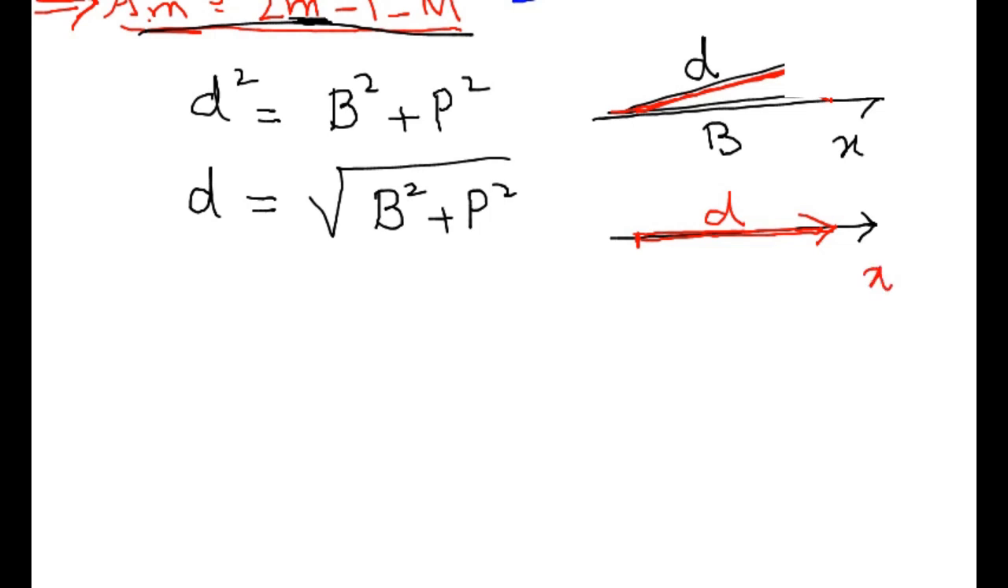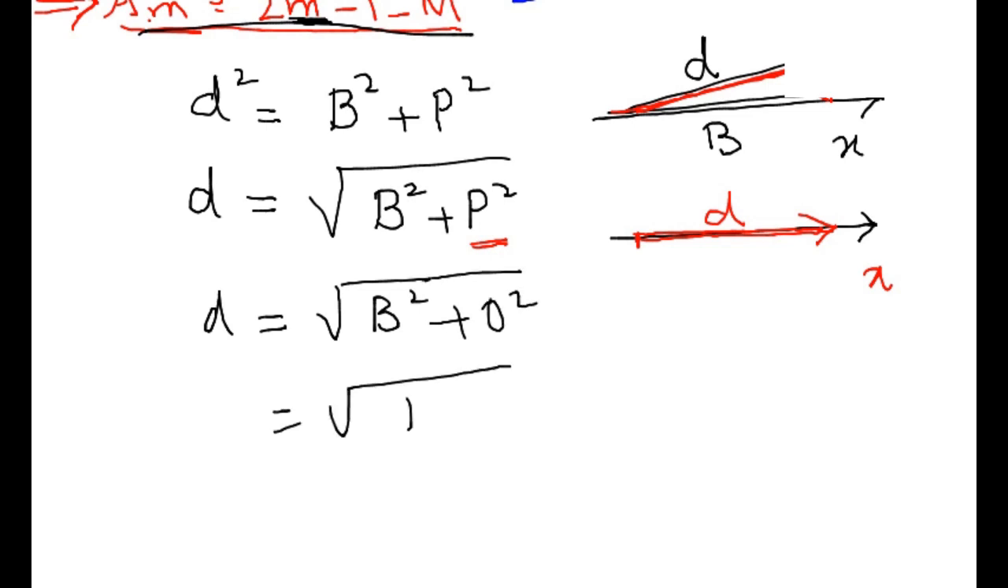So it falls over the x-axis. This point becomes 0. Perpendicular is 0. So I can still use the same expression. I can say that my d is now the square root of b square plus 0 square, no perpendicular. So it is actually the square root of the square of the base, right?